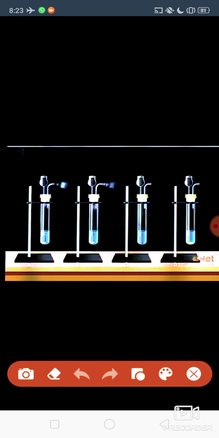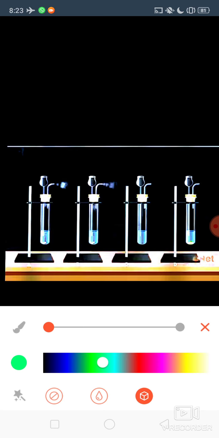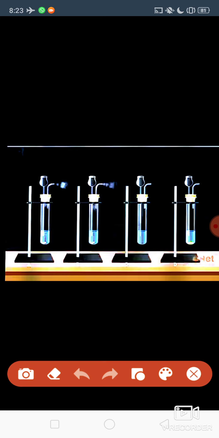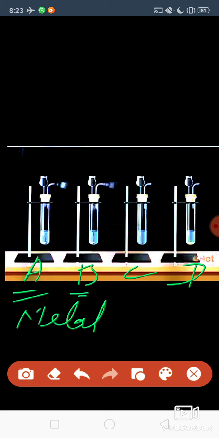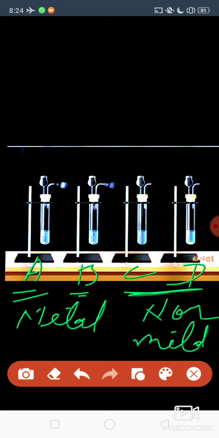Now to show whether metals and non-metals react with acid, for that we have taken 4 test tubes A, B, C and D. In A and B we have taken metal. And in C and D we have taken non-metal.